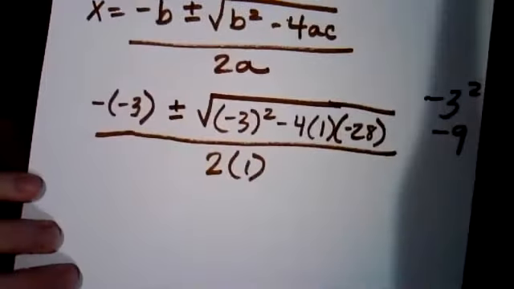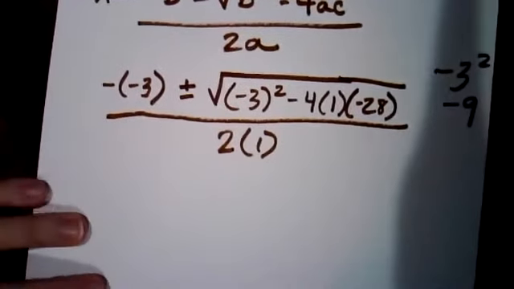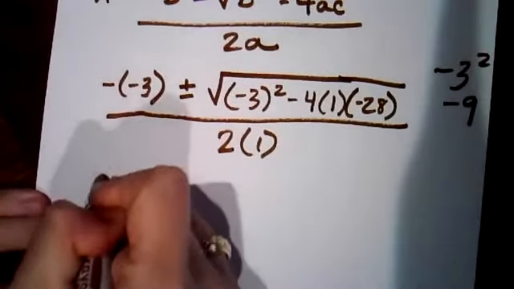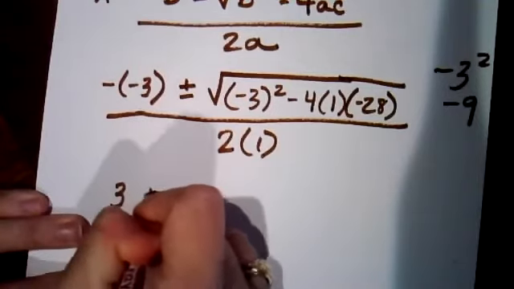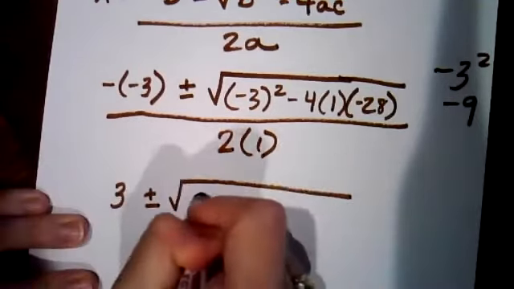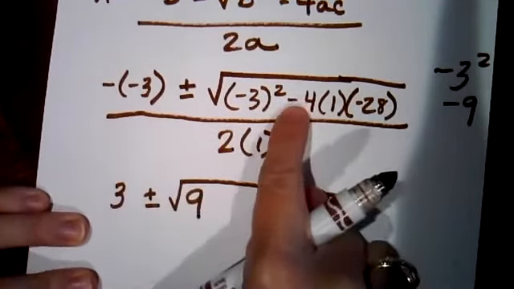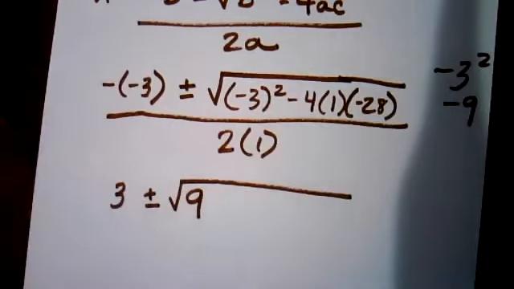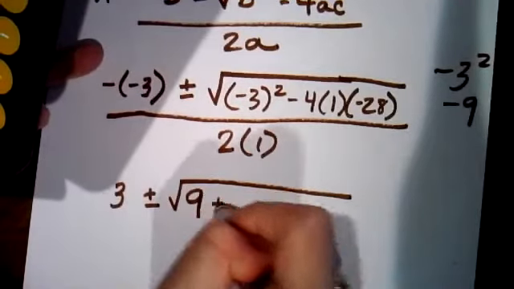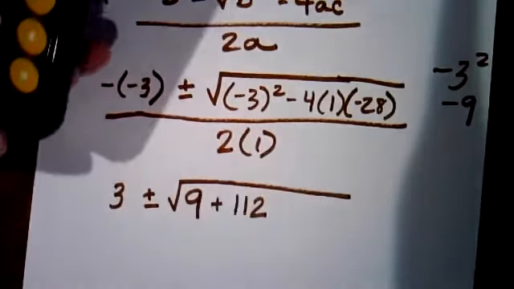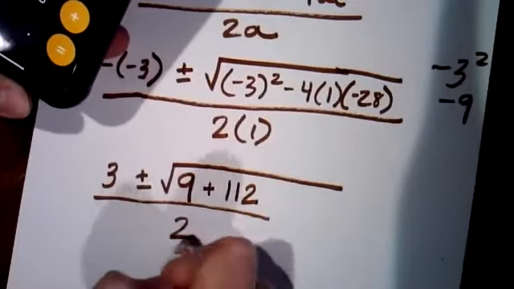Now remember, I'm showing you every bit of work. Let me go through and we'll keep solving. This would become a positive 3 plus or minus 9. You see how you have a negative and a negative? The negative and the negative become a positive. I'm going to plug in on my calculator a negative 4 times a negative 28, and I will get 112 right there, all over 2.